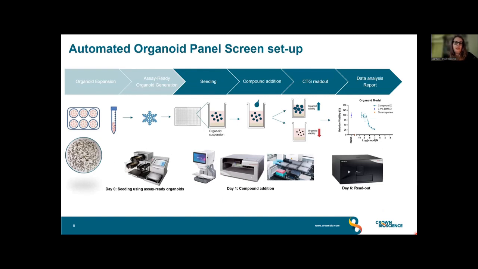Prior to creating the panel, we perform organoid expansion, so we create batches of assay-ready organoids. Then on the day that we actually start the assay, we seed all the different models at the same time. We're able to efficiently do compound addition with our liquid handlers. After a fixed amount of time, usually 6 days, we perform the CellTiter-Glo readout. Then the data is analyzed in a very efficient manner, and we can deliver the report to the customer in a time span of only 6 to 8 weeks.